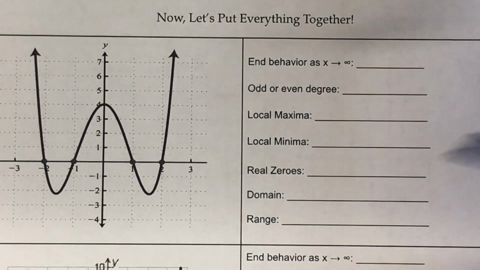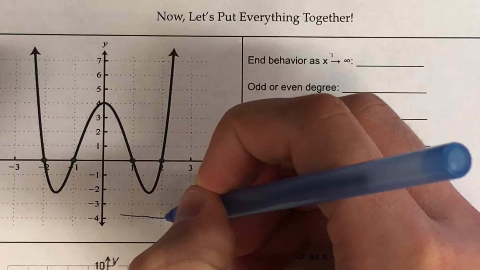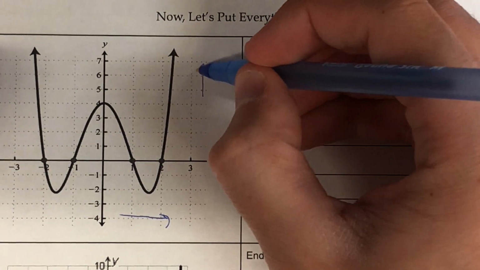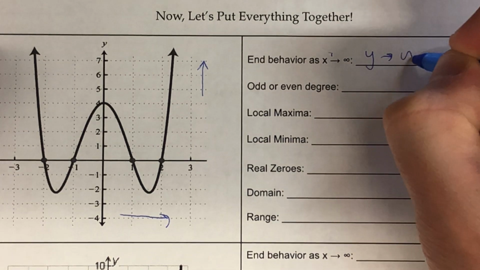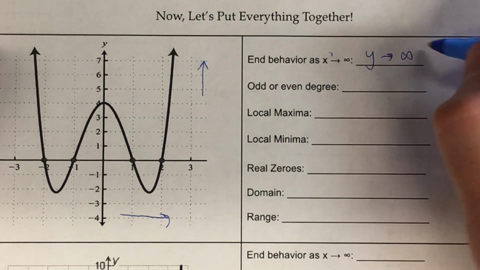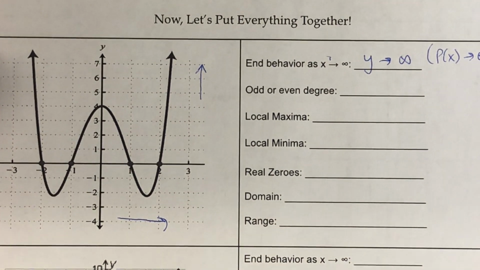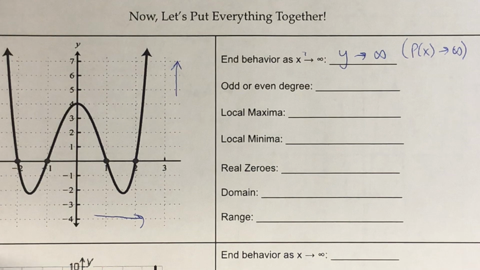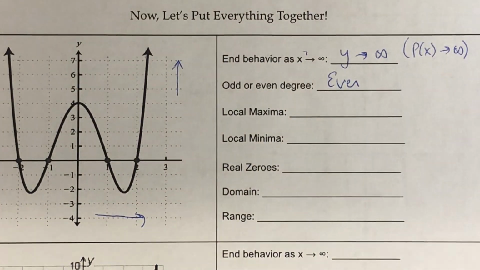So, end behavior as x approaches infinity. As x approaches infinity means as we're moving to the right, our graph is moving up, so we say y approaches infinity as well because it's going positive. Or you could also say p of x approaches infinity too. That would also be acceptable. This one is an even degree since they're both pointing in the same direction.